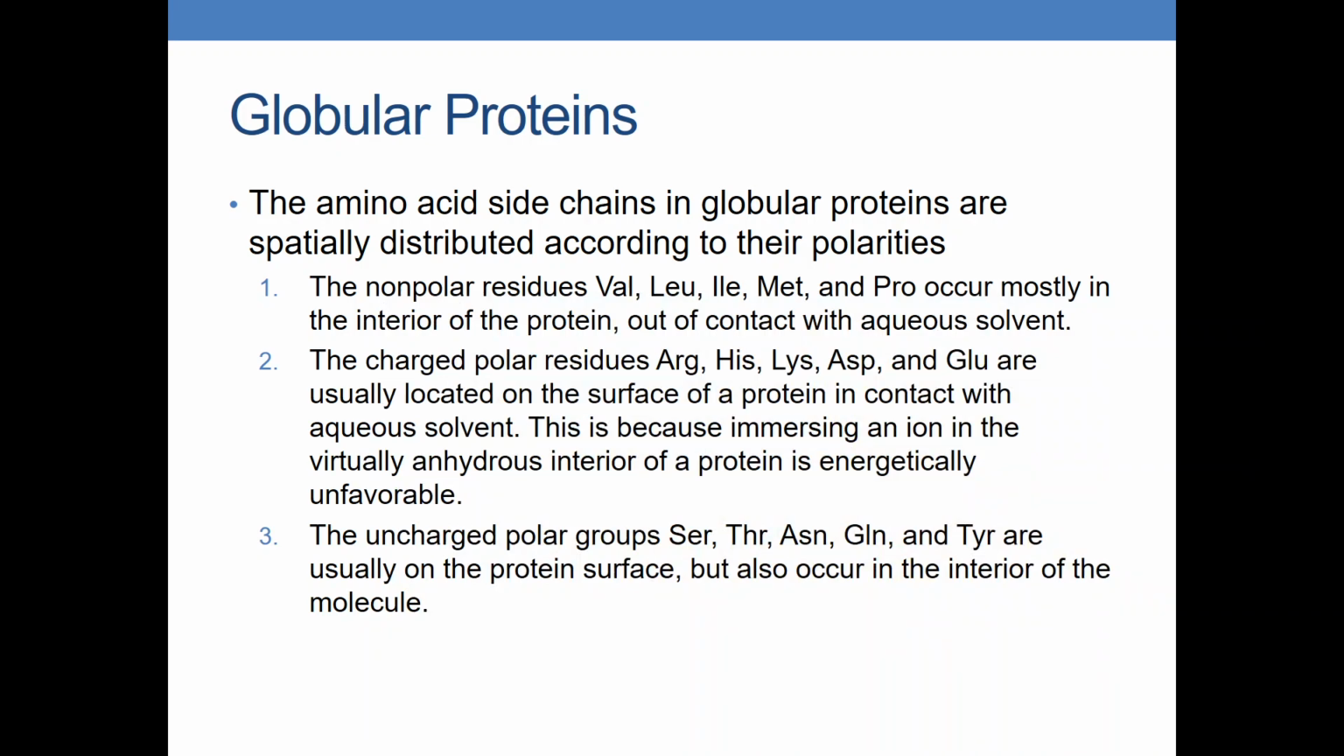Okay, so for a globular protein, if you have a nonpolar interior and a hydrophilic exterior, what this suggests is that your amino acid side chains are distributed non-randomly. So when we look at nonpolar amino acids, so things like valine, leucine, isoleucine, methionine, proline, these occur mostly in the protein interior. They are kept in the protein interior away from contact with aqueous solvent.